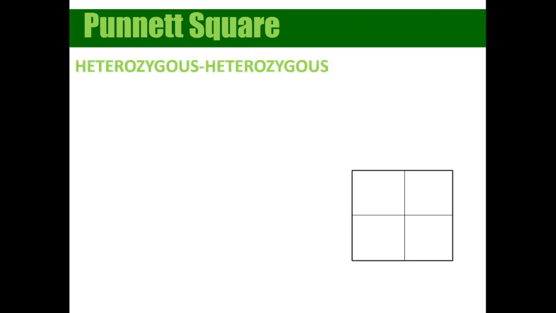Now let's consider a heterozygous and a heterozygous cross. So we have big F, little f, big F, little f. Here we have a different combination. We have one box that has two big F's, one box that has two little f's, and two boxes that have a big F and a little f. So here, this would be purple, purple, purple, and white because we have two little f's here. So there is no dominant allele to turn that flower purple.